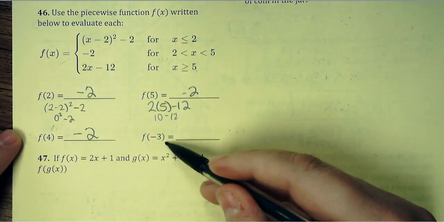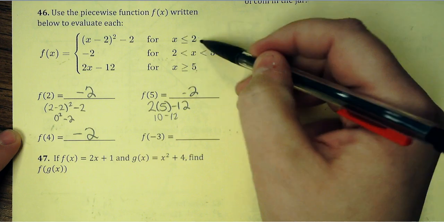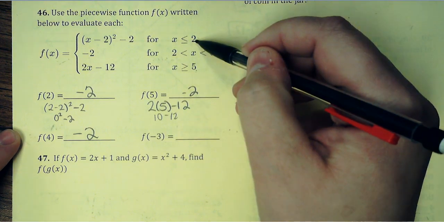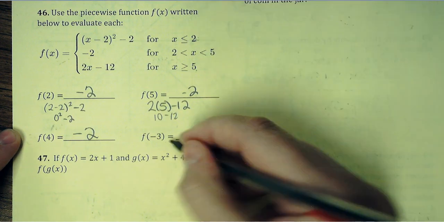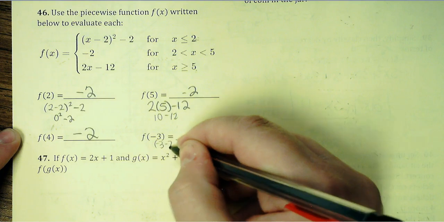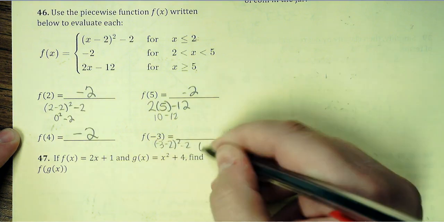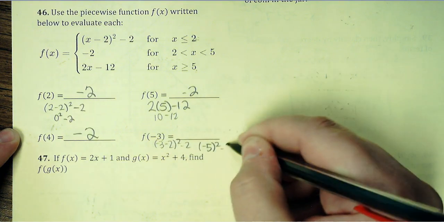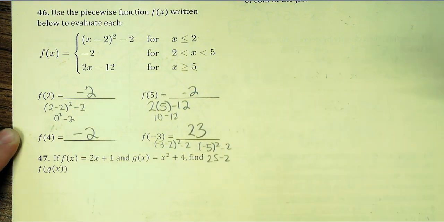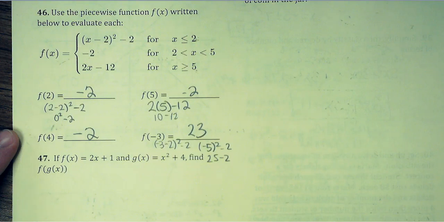And then -3, which piece would that fall into? That is a number less than or equal to the 2 up here, so it's going to go into the first piece. So I'm going to do -3 minus 2 squared minus 2, be -5 squared minus 2, positive 25 minus 2, so that should be 23.